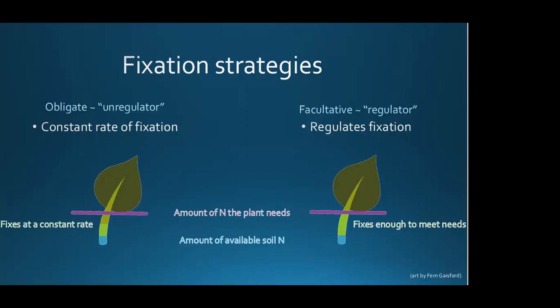The unregulator fixes a certain amount of nitrogen constantly, no more, no less. So in this N-poor environment, the obligate fixer is limited. The regulator, however, fixes as much as it needs to meet the needs of the tree. So in this nitrogen-poor environment, neither tree can grow very fast, because one is limited, and the other is investing a lot of resources into fixation.